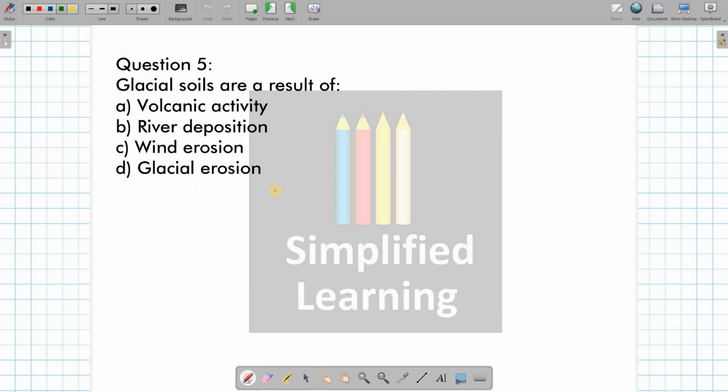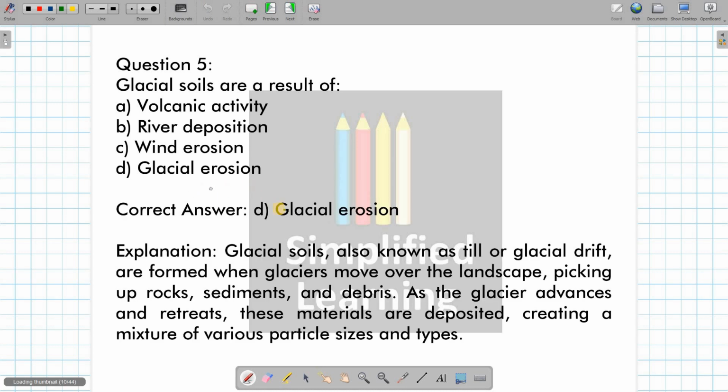Question number 5. Glacial soils are a result of, obviously it is not going to be volcanic, not river, not wind, it is going to be the deposition of glacial particles or glacial erosion. See, glacial erosion is the answer. Glacial soil, also known as till or glacial drift, is formed when glaciers move over the landscape, picking up rocks, sediments and debris.